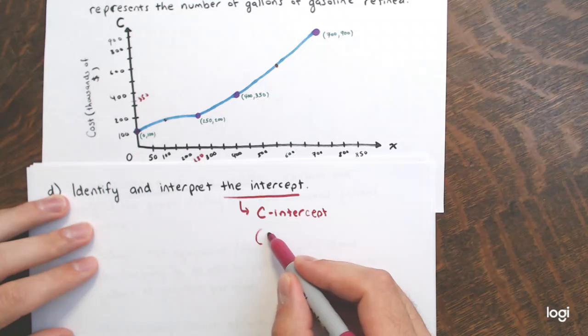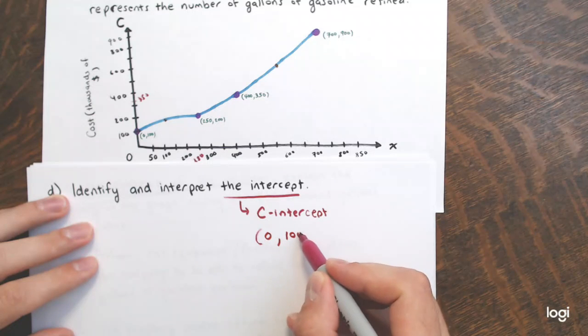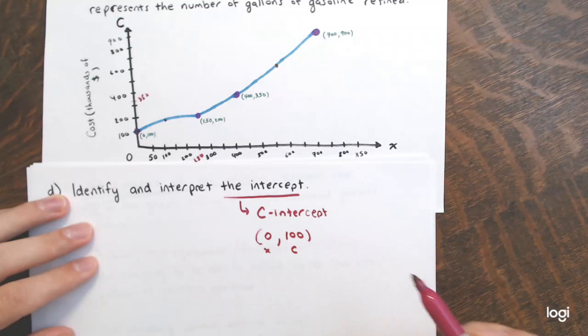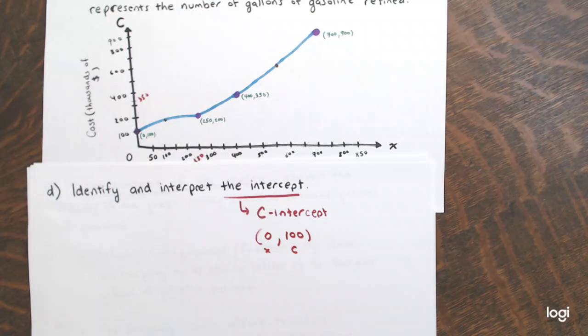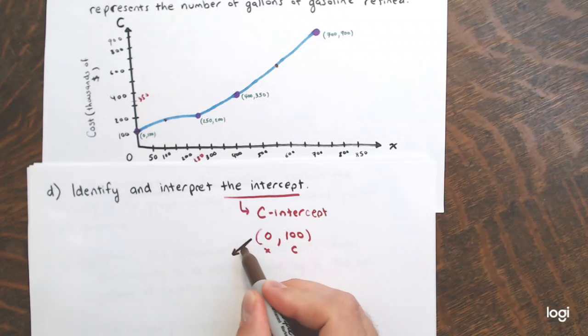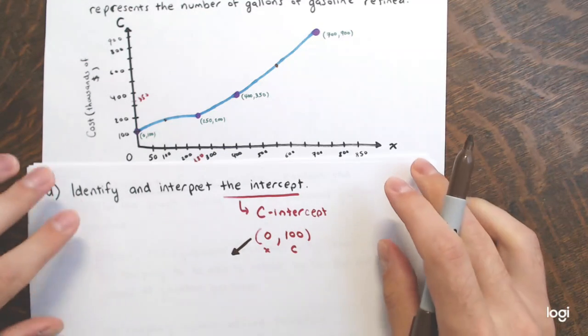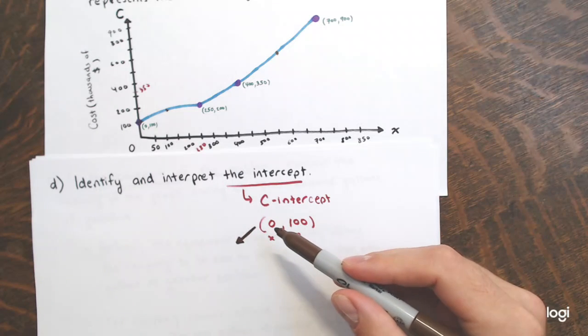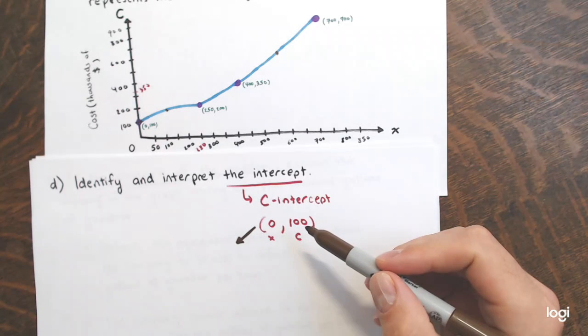So this point 0, 100, that's labeled as 0 for the x value and 100 for the cost. So I'm going to write out what that means in words. So this means the value of x is 0. That means they have refined nothing. If they refine nothing, 0 gallons of gasoline in an hour, it will still cost them $100,000 an hour.